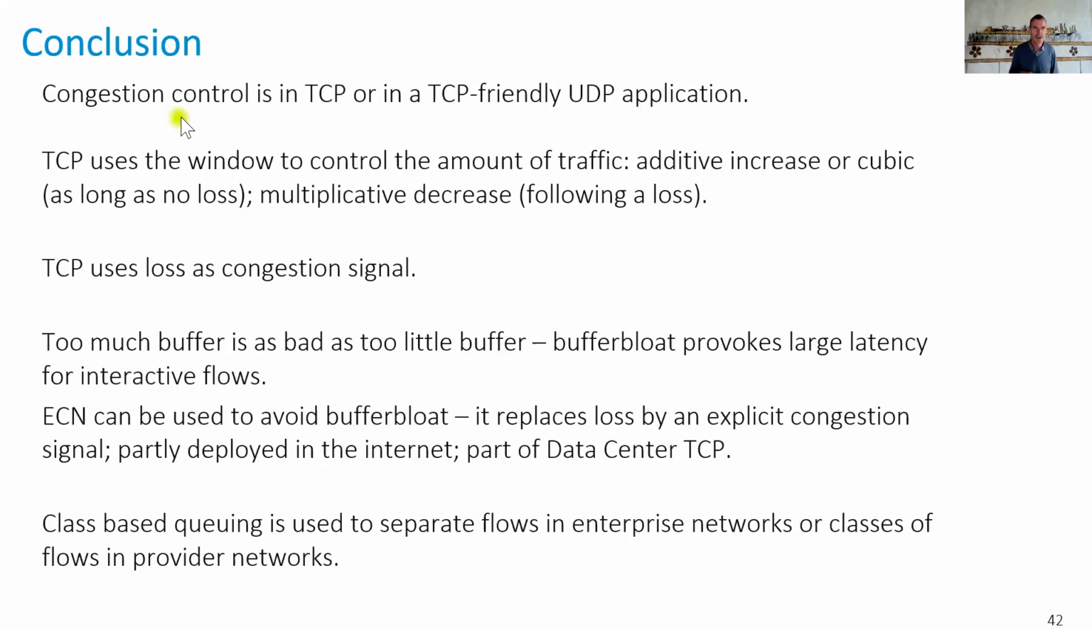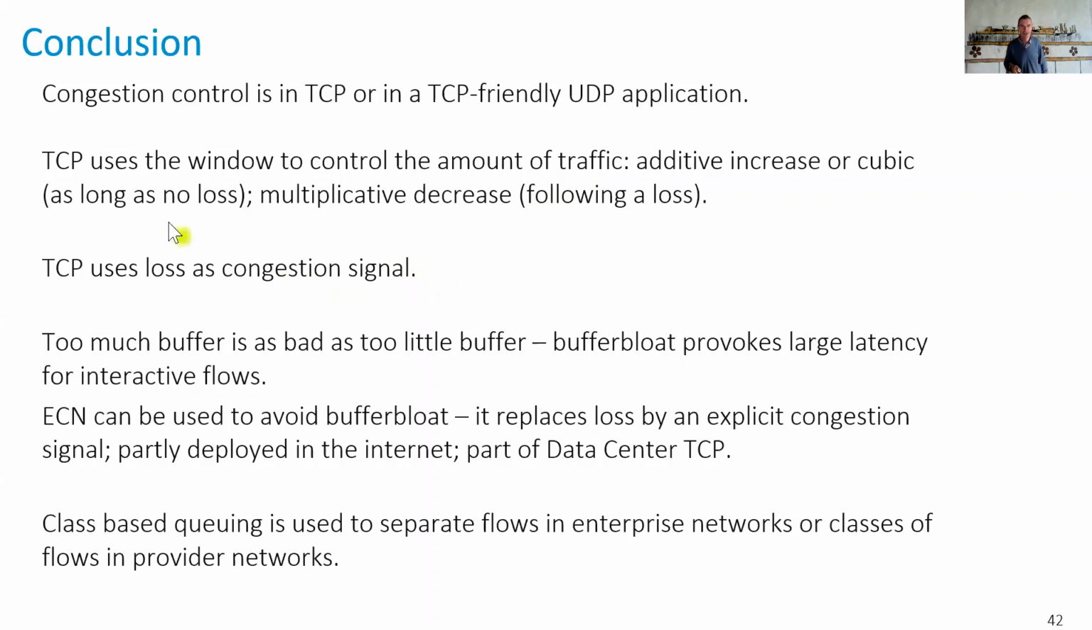I summarize them here. Congestion control in the internet, like in any network, is mandatory. Otherwise, we will have traffic problems, congestion collapse, and inefficiency. And it is implemented in the transport layer, in TCP, or in the application layer, in a TCP-friendly UDP application. When it's done by TCP, it's done by controlling the window with additive increase, modified by a cubic increase once the additive increase has reached a certain level, if we use cubic, and multiplicative decrease when there is a loss.